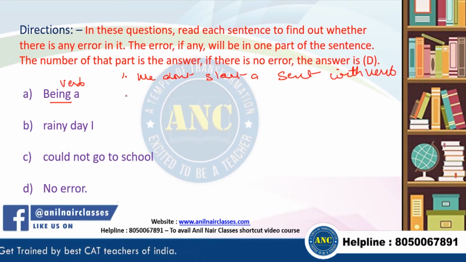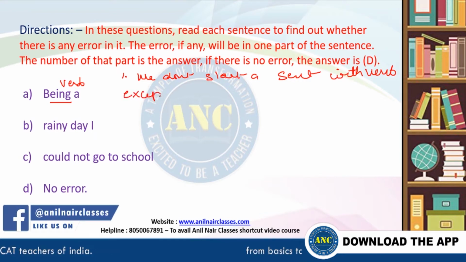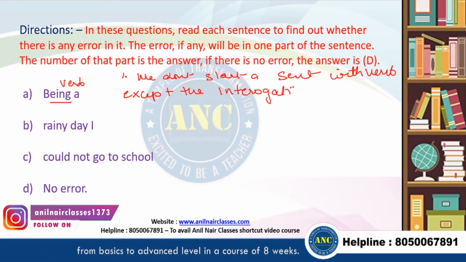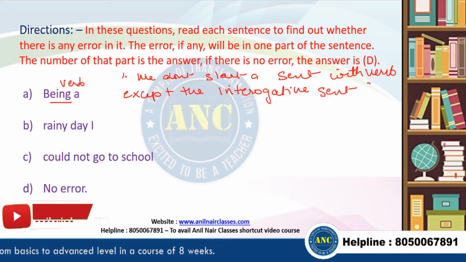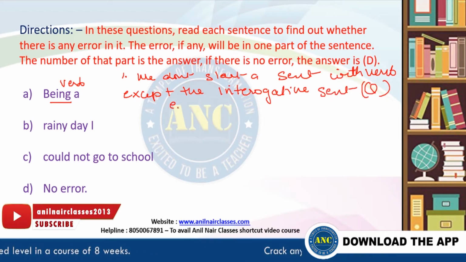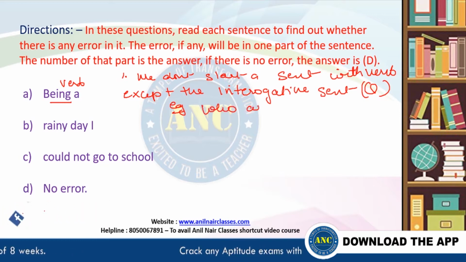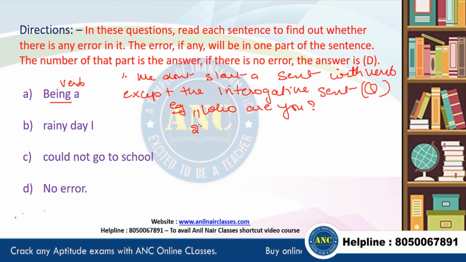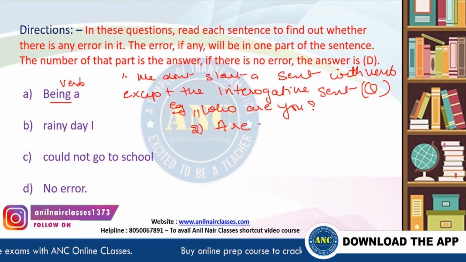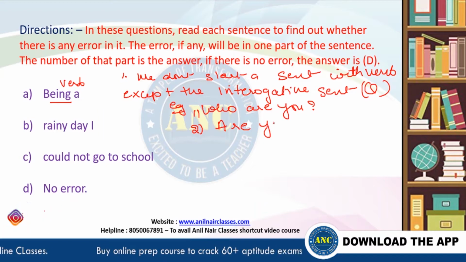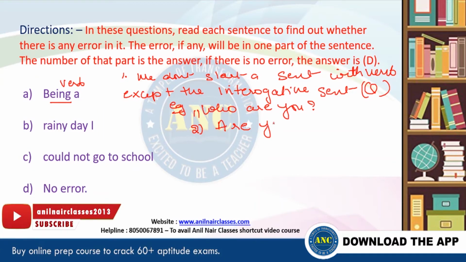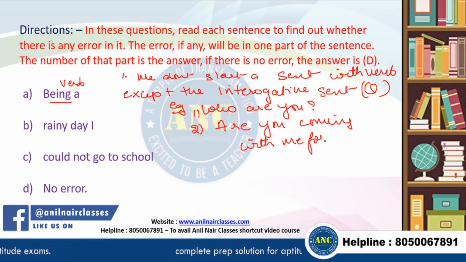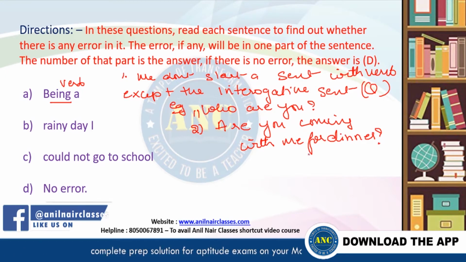Except the inverted sentences or the interrogative sentences. Interrogative sentences are sentences where we ask questions. For example, if I say, "Who are you?" that is an interrogative sentence. Another example is, "Are you coming with me for dinner?" So you are asking a question, whether you are coming with me for dinner or not.